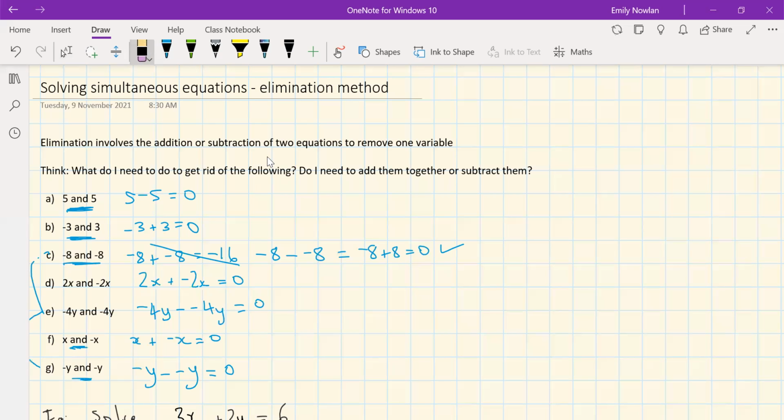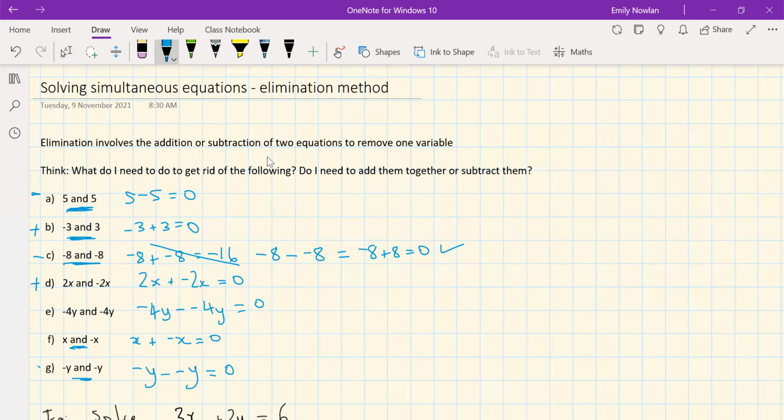So minus y minus minus y is the same as minus y plus y, which gives me 0. So what seems to be happening here? Let's go ahead and write down what we've done each time. So this one we had to subtract. This one we had to add. This one we had to add. Oh, hang on. Let's go back. Sorry, we didn't add that one. We subtracted that one.